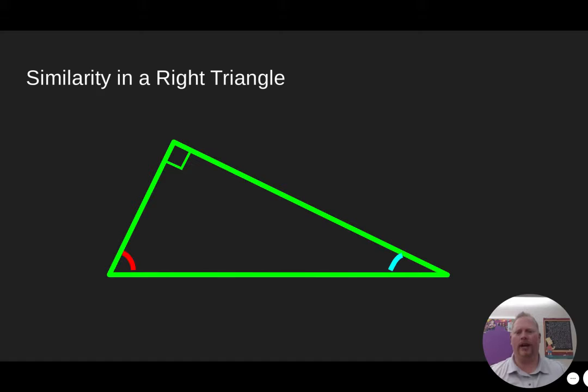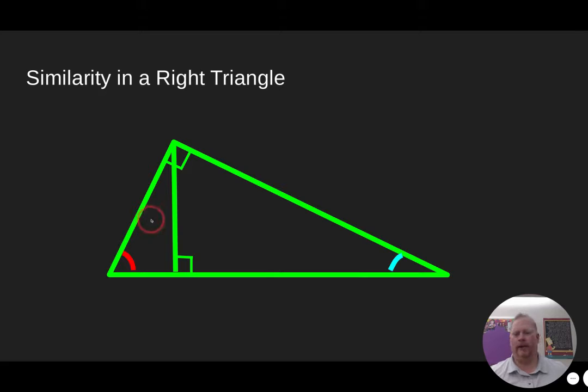So let's take a typical right triangle. We've got our little right angle symbol here. We've got two different angles, a red angle and a blue angle. Now what I'm going to do is draw an altitude, which, if you remember, goes from a vertex and then goes perpendicular to the opposite side. So I'm going to draw an altitude there. And now, how many triangles do I have?